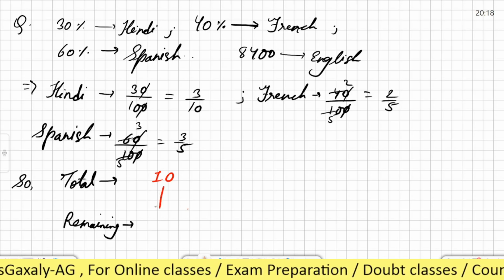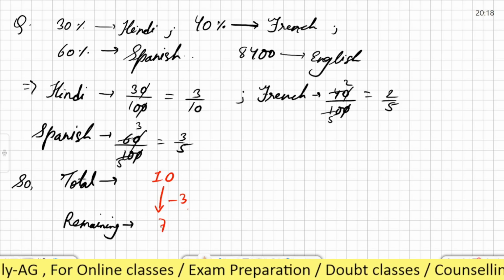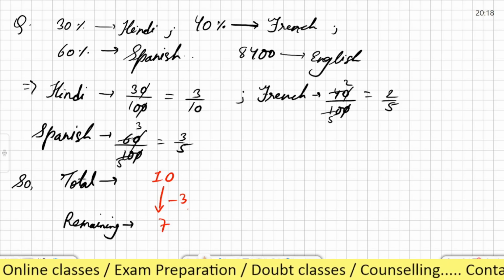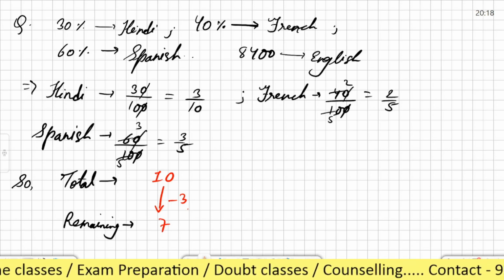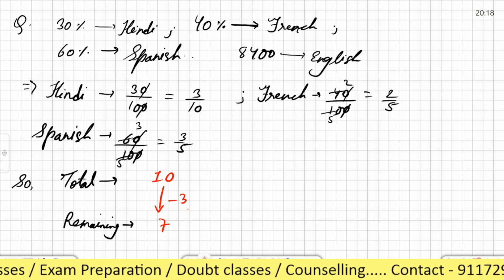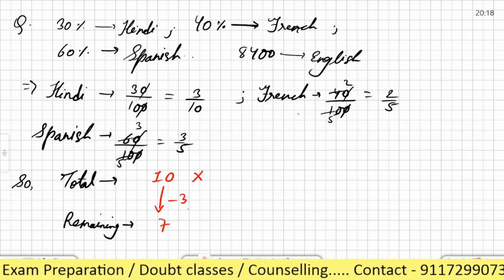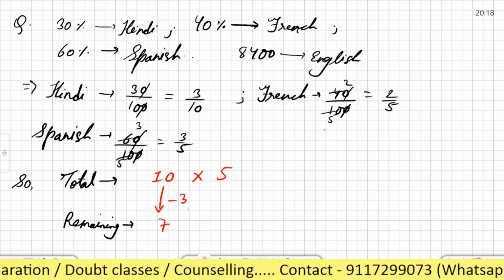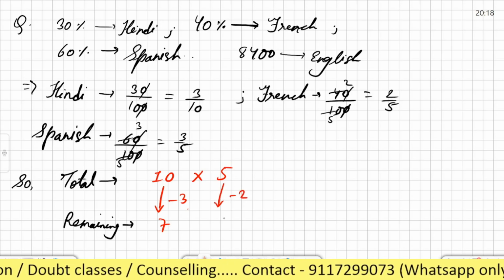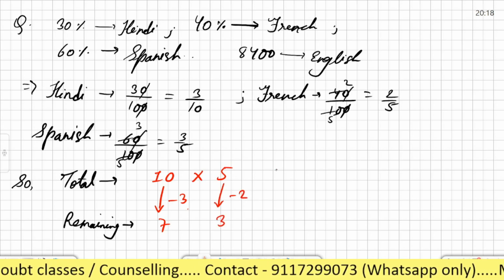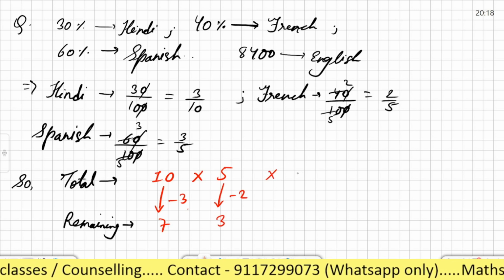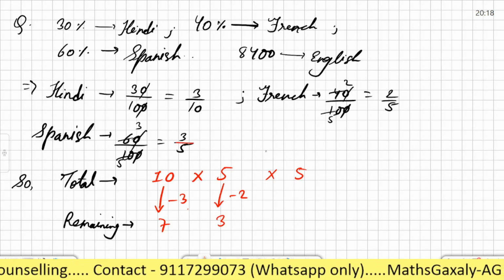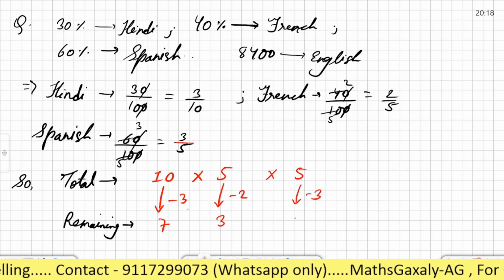When we subtract the 3, we get the remaining books, which are except Hindi. So 7 are the remaining books, except Hindi, because Hindi is 3. Now we will do for French. Here 5 is the total and 2 is French, so the remaining will be 3. Again for Spanish, 5 is total and 3 is Spanish, so the remaining will be 2.